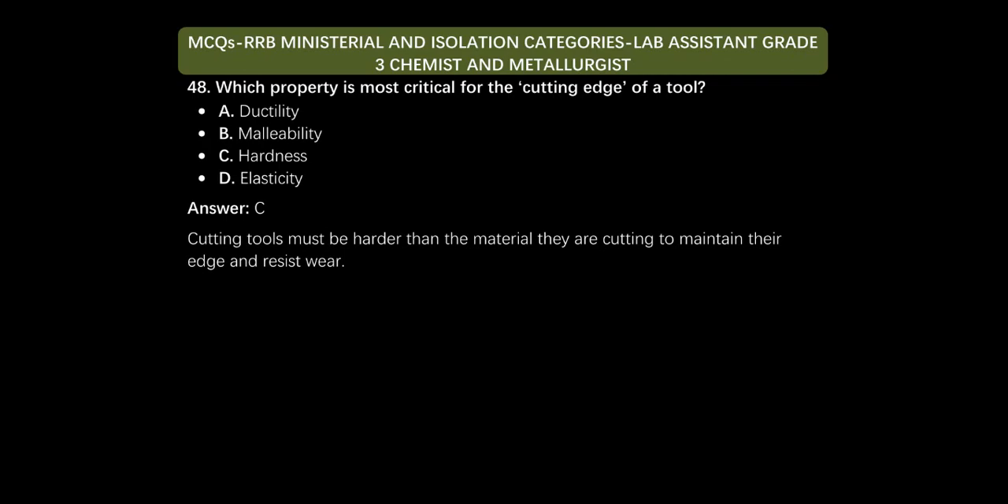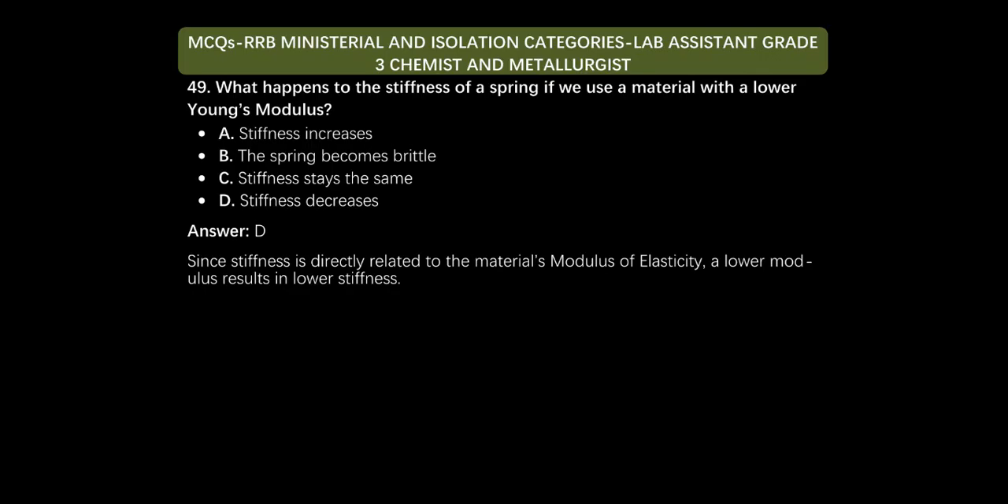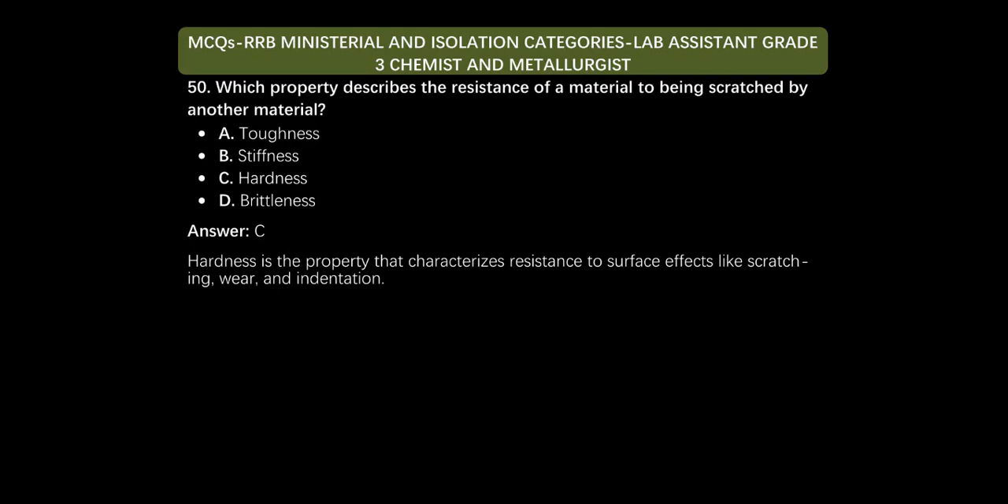Option C. Hardness. What happens to the stiffness of a spring if we use a material with a lower Young's modulus? Option D. Stiffness decreases. Which property describes the resistance of a material to being scratched by another material? Option C. Hardness.